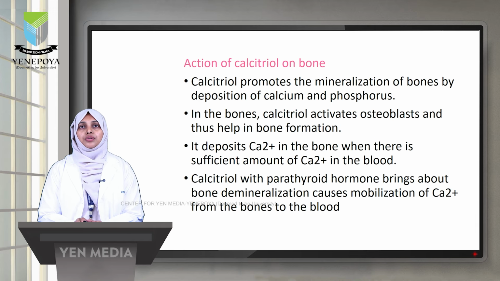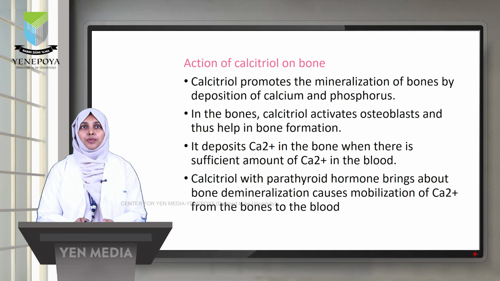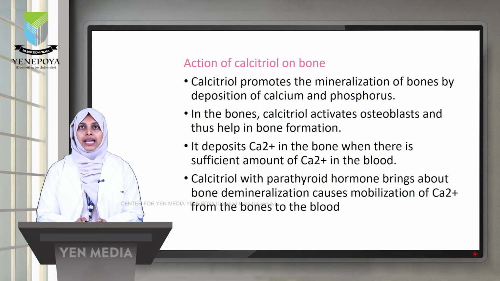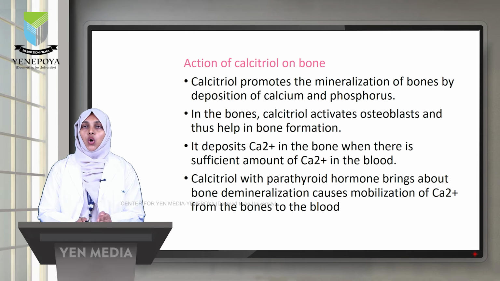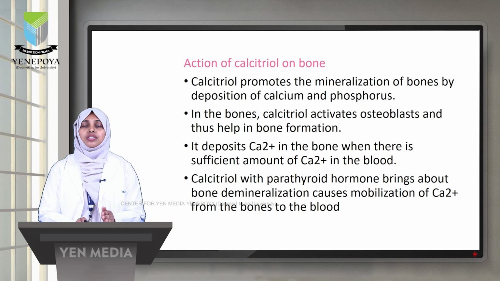Action of calcitriol on bone. Calcitriol promotes the mineralization of bones by deposition of calcium and phosphorus. In the bones, calcitriol activates osteoblasts and thus helps in bone formation. It deposits calcium in the bone when there is a sufficient amount of calcium in the blood. Calcitriol with parathyroid hormone brings about bone demineralization and causes mobilization of calcium from the bones to the blood.